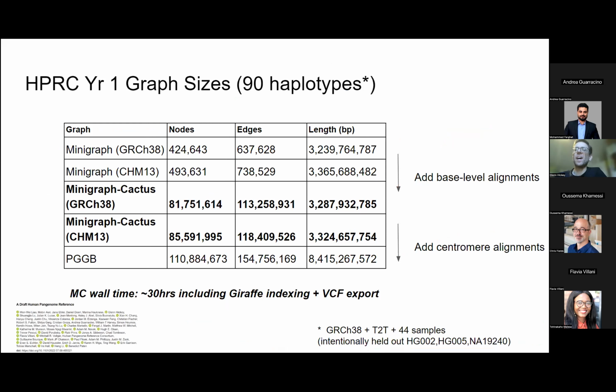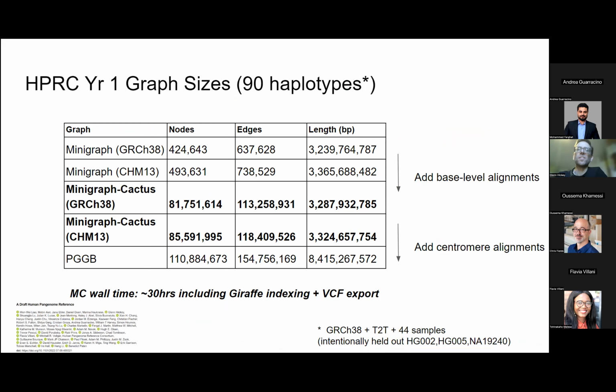These are some stats from the graph that was published in the HPRC paper. In fact, we did 3 graphs. We did a Minigraph graph, a Minigraph-Cactus graph, and a PGGB graph. And PGGB is what Andrea is going to talk to you about, so I won't go into it here. It has some important differences with Minigraph-Cactus, which we could discuss after or during the workshop.